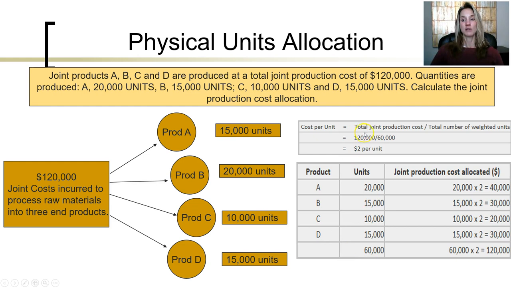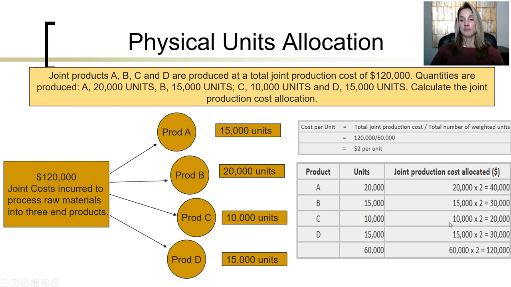So here's our calculation. The total cost, 120,000, divided by total number of units produced, 60,000. We end up with a cost per unit of $2 per unit. So now we are going to take the number of units produced of each product and allocate $2 per unit produced. 20,000 units of A at a $2 cost per unit, 40,000 is allocated to product A. 15,000 units of product B are produced at a joint cost per unit of $2. $30,000 of the joint costs are allocated to product B.